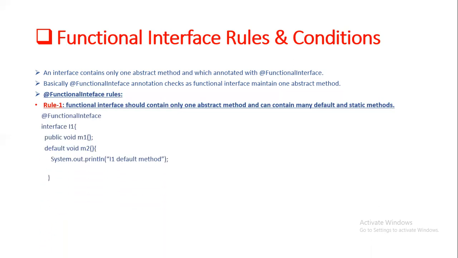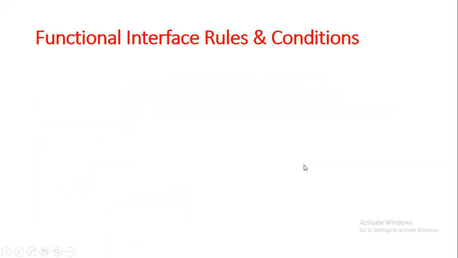This is an example. A functional interface I1, where public void f1 is the abstract method. One default method we took and one static method we took.